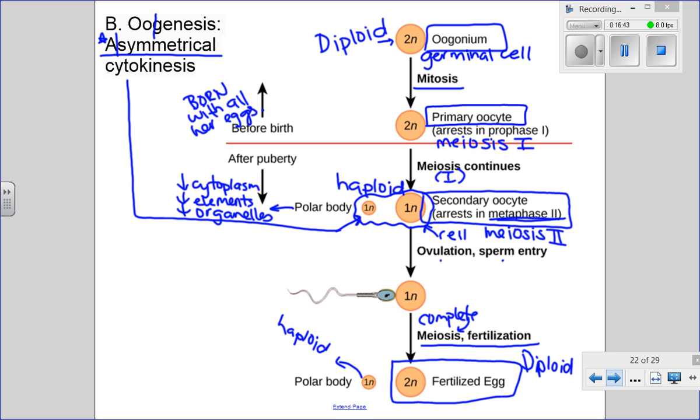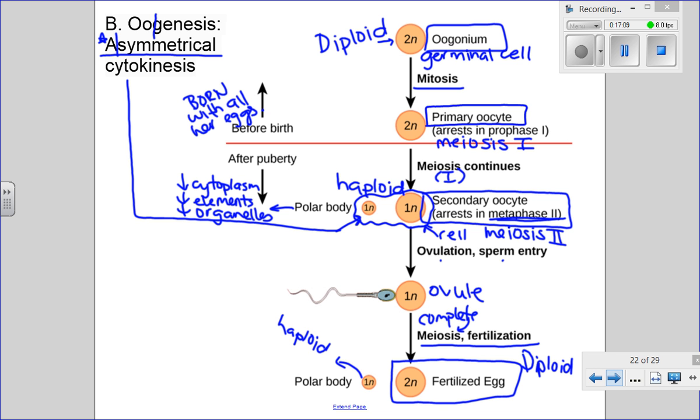So at the end of spermatogenesis, I have sperm that are all haploid. If oogenesis actually completes, I have my little ovule here that was haploid, but it will be diploid at the end because it had to be fertilized for this process to be finished. It's weird.